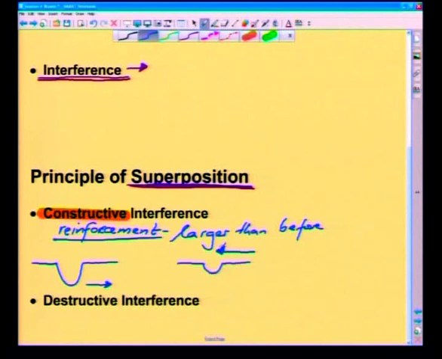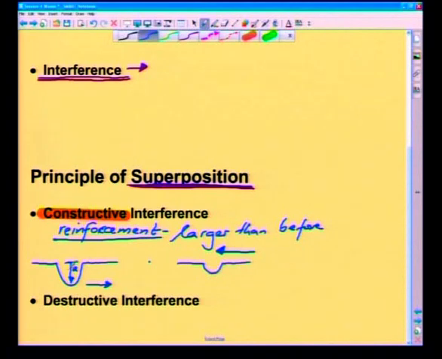These two pulses are going to meet somewhere here. When they meet, the result is that the two are going to reinforce each other, leading to constructive interference, where instead of just having this amplitude, so that's the amplitude, from the rest position of the wave to that point is the amplitude A of the wave.